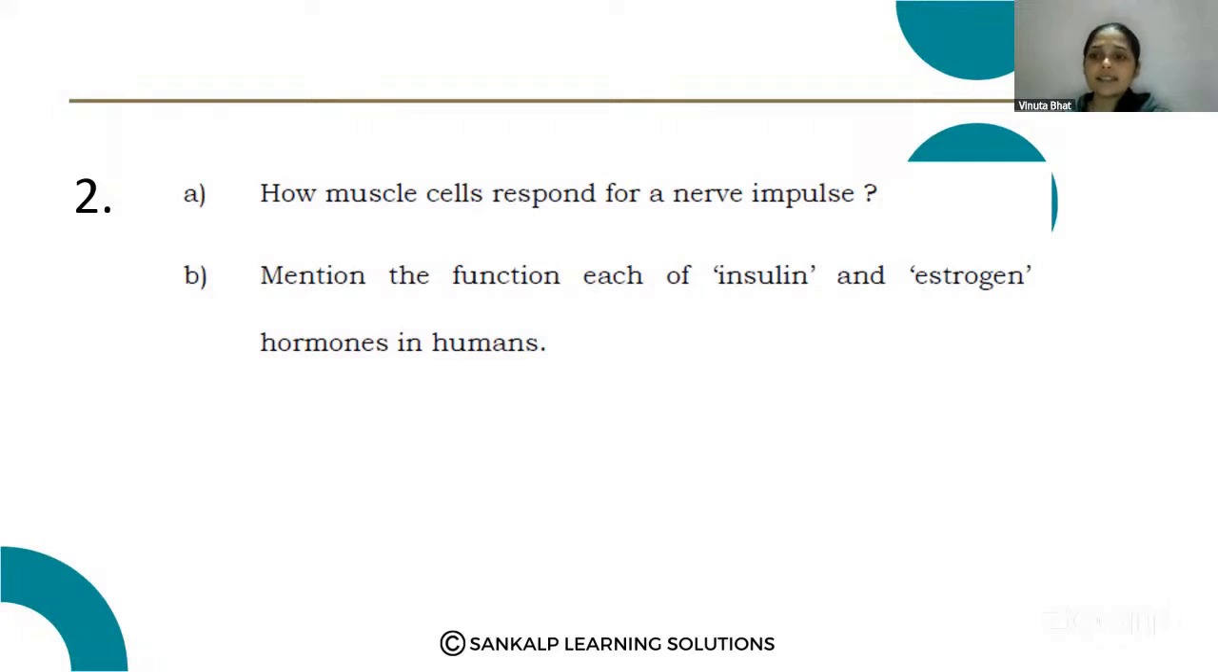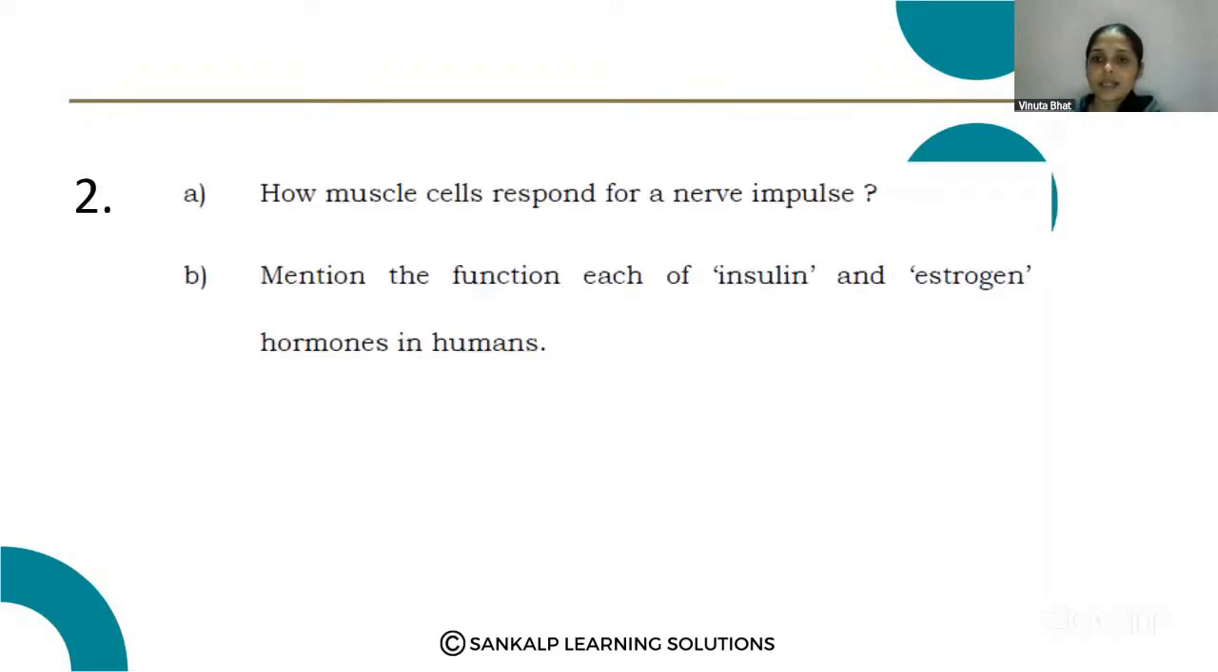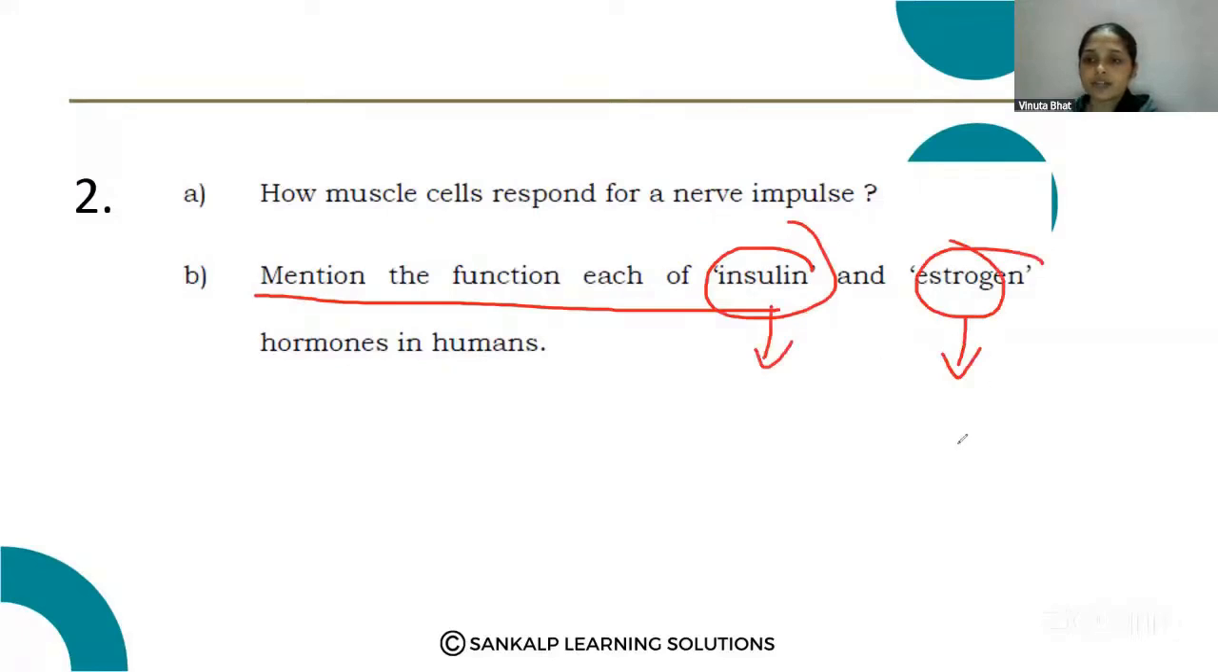How do muscle cells respond to a nerve impulse? Mention the function of each of insulin and estrogen hormones in humans. So, how do the muscle cells respond in our body? Try to find out the answer for this question. Mention the function of insulin. So, write the function of insulin and the estrogen. What is the function of the estrogen? That we discussed in the last class.